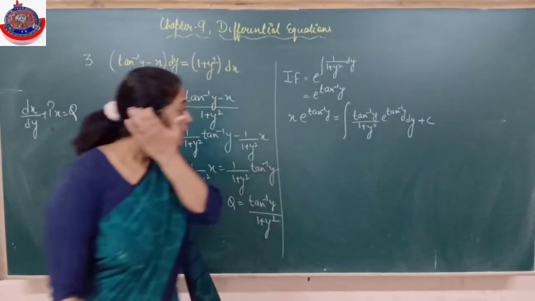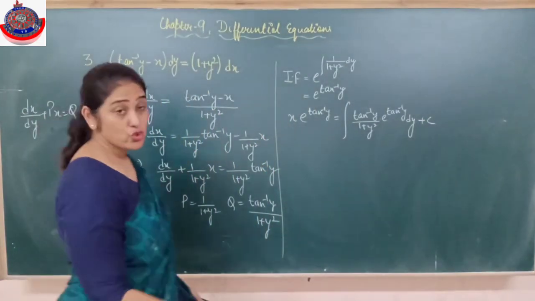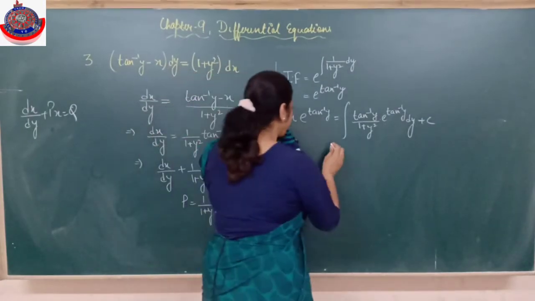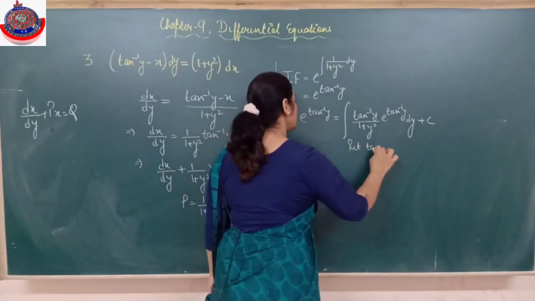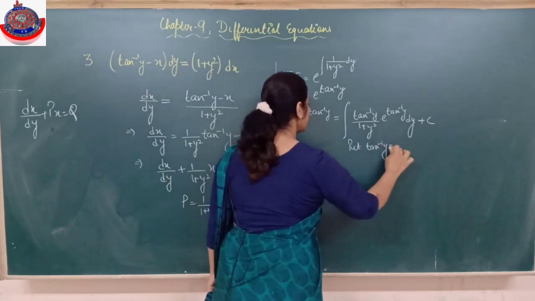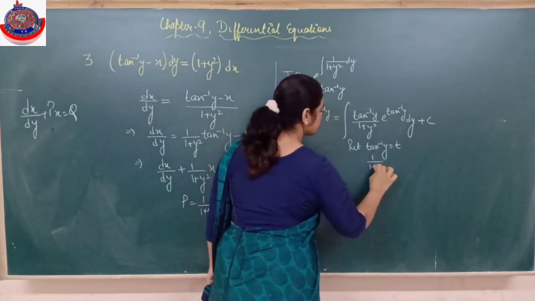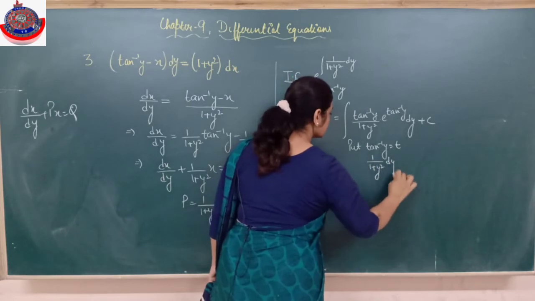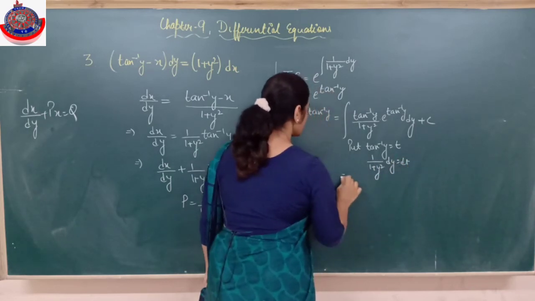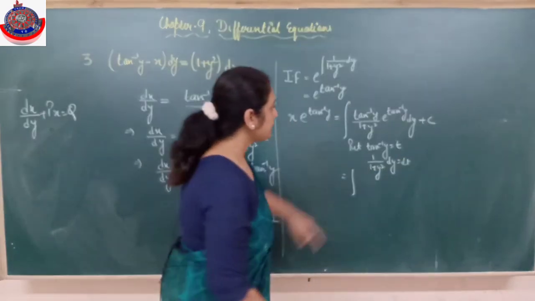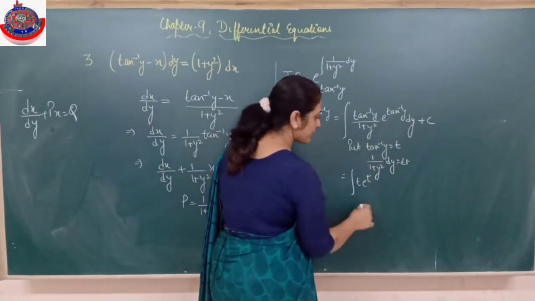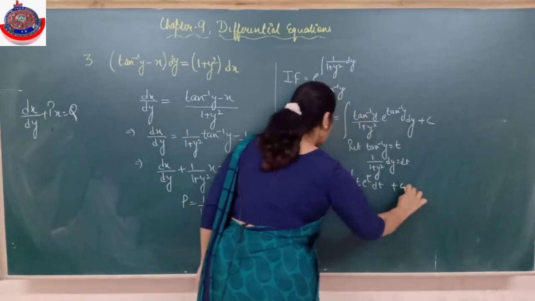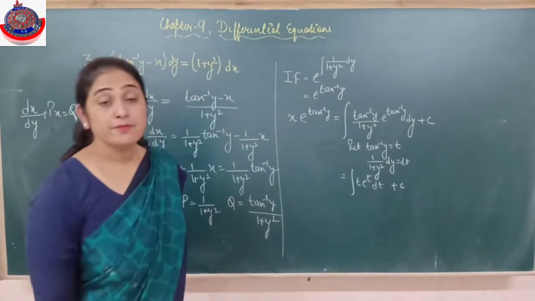Clear? Now I have to solve this. This can be solved by substitution. I told you, if you know the integration then only. So I am putting tan inverse y, because its differentiation is given. So it will become tan inverse y is t, that will be e raised to power t, dy upon 1 plus y square is dt.